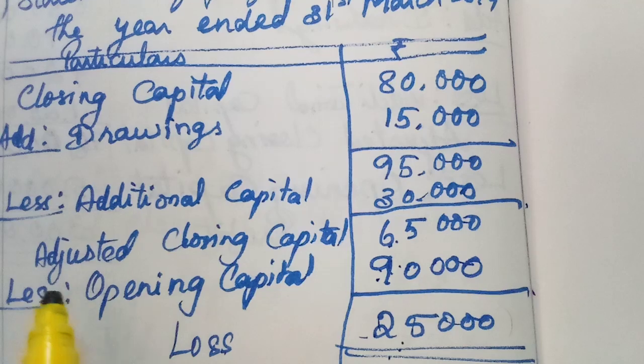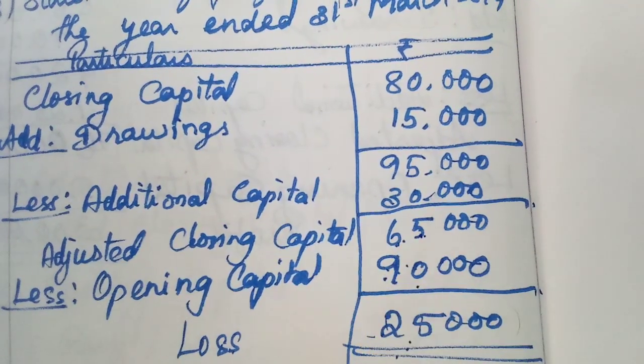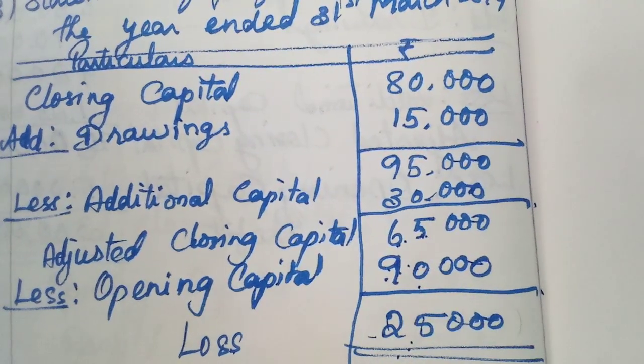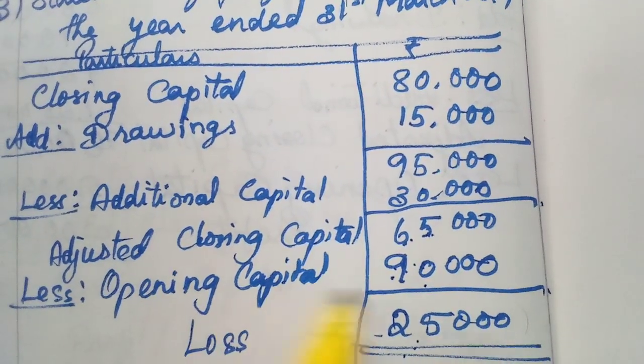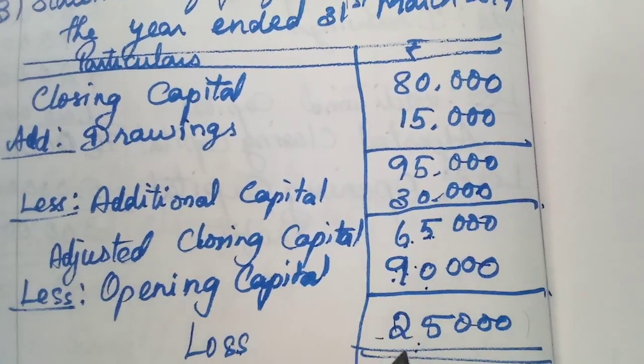Now you see here. Opening capital is more, closing capital is less. So we got loss. So you can conclude what we have done is correct. Okay, this is the way you have to conclude. Whether we have to deduct or less, you will get confused.